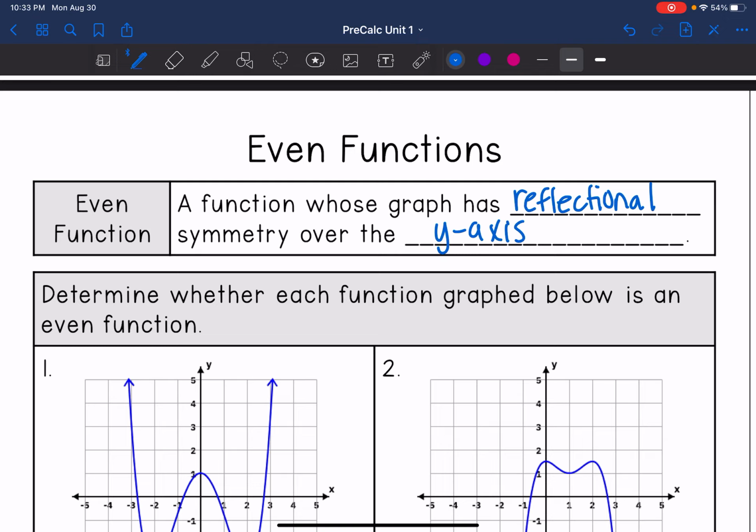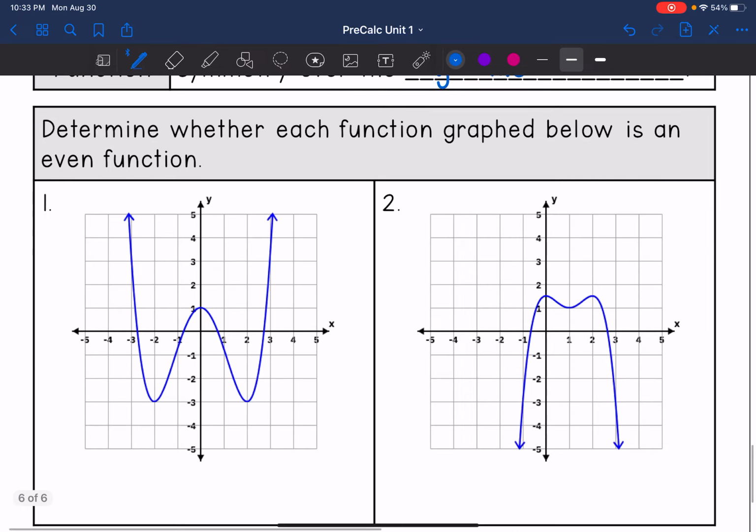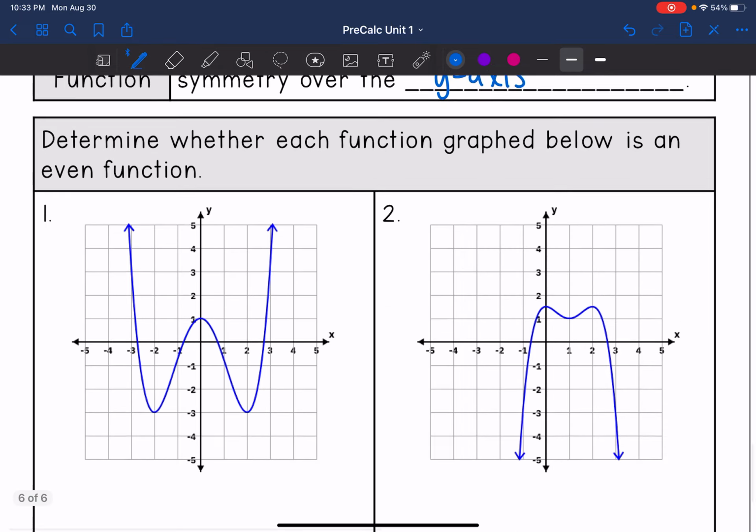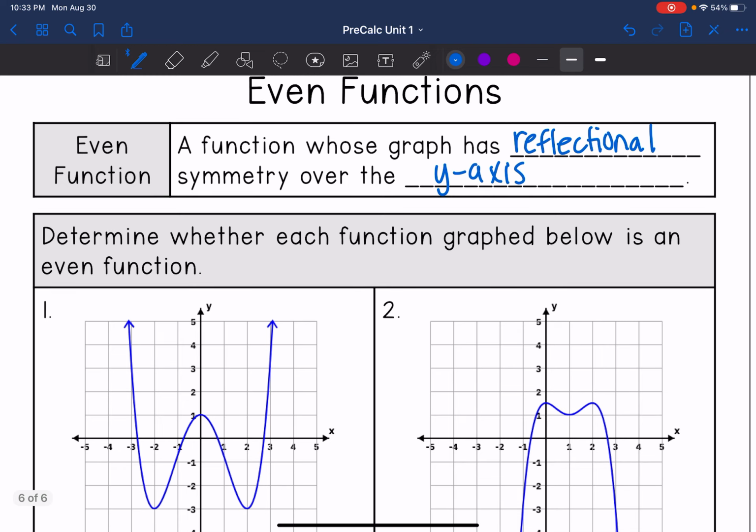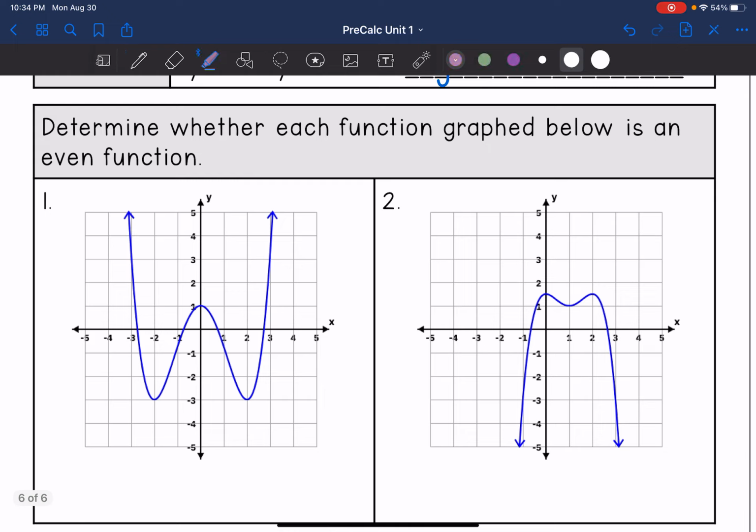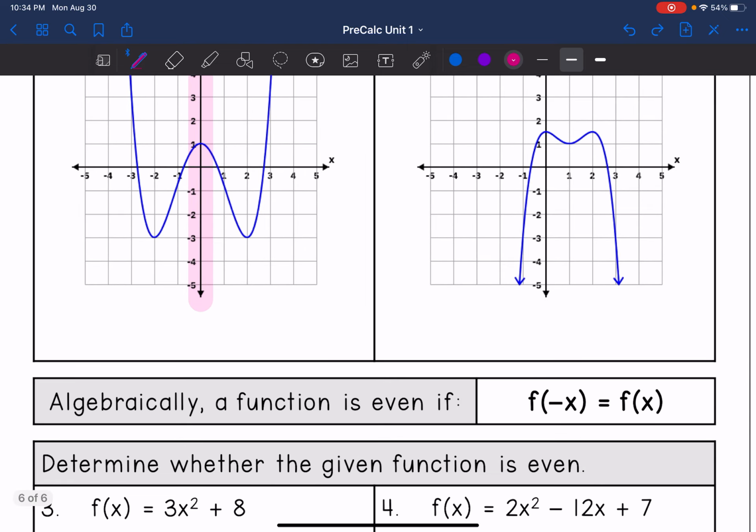So I have two graphs underneath, and it says determine whether each function graph below is an even function. So again, reflectional symmetry over the y-axis. So taking a look at my y-axis, let me use my highlighter here. Here's my y-axis. Does it look like a reflection across that line? So basically, is it exactly the same on the left and on the right? So if you look closely, yes it is. So this is an even function.